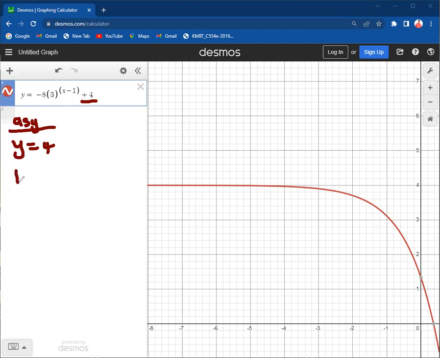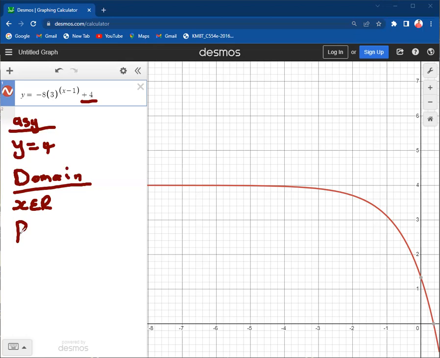Now we're going to do domain and range. Domain: remember, you ask yourself if there's a restriction on X. This graph does not have a restriction on X, because it keeps on going to the left and it will also keep on going to the right. There's no restriction on the x-axis. So your domain for exponential is x is an element of the real numbers.